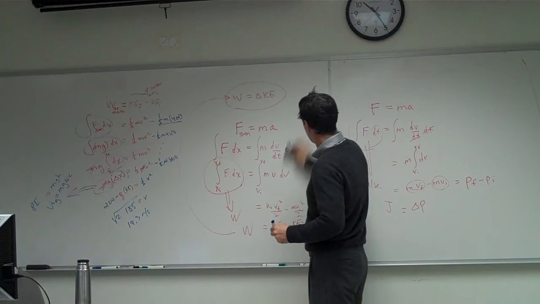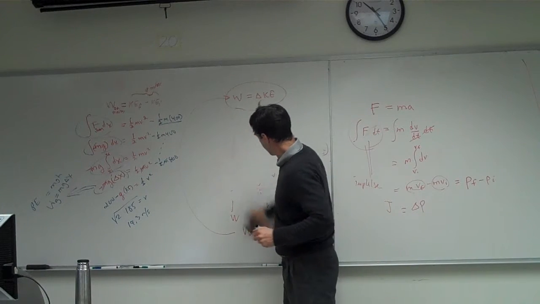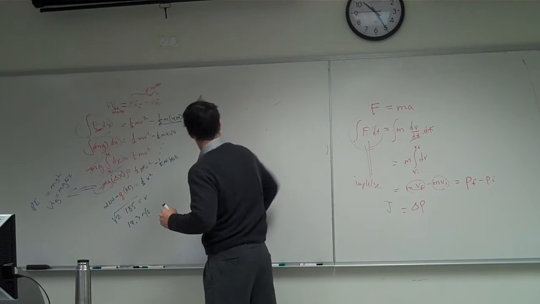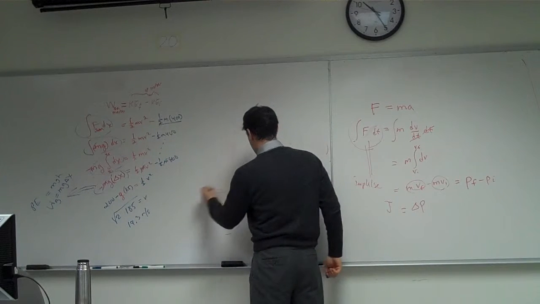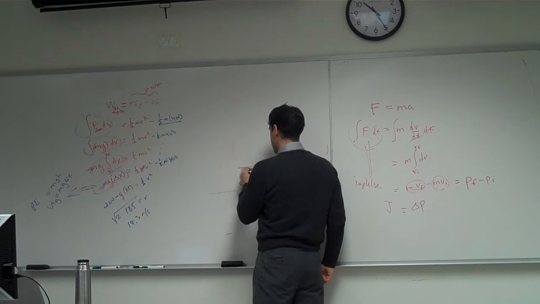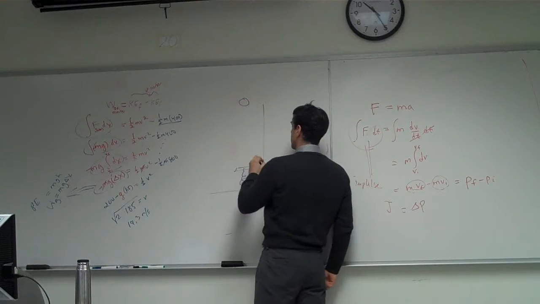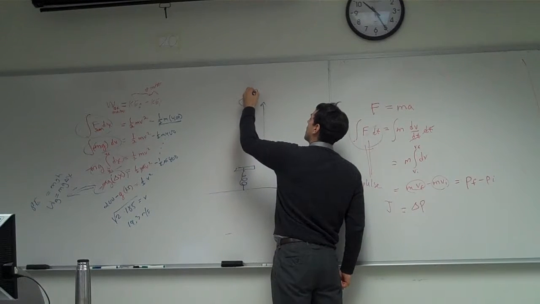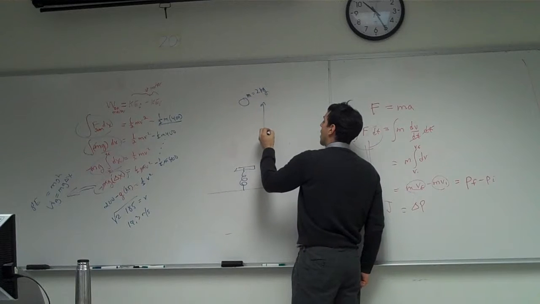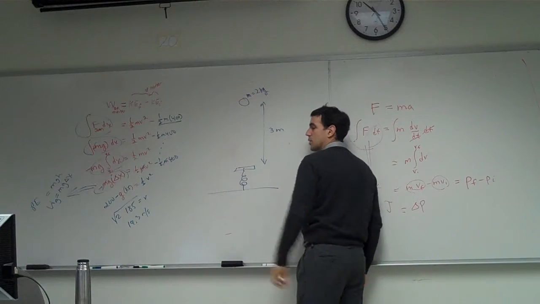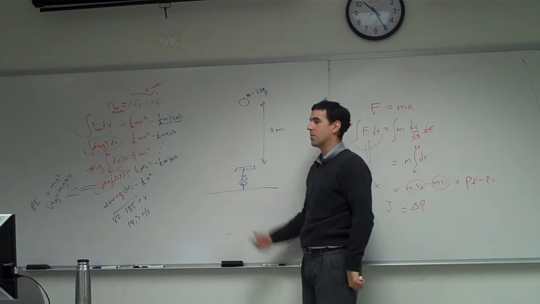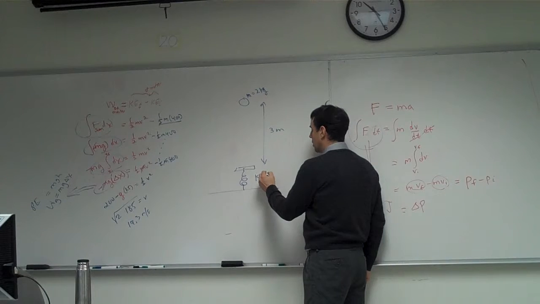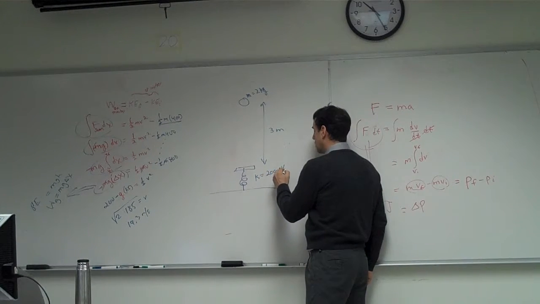So I'm going to erase all this. And I'm going to take an object, mass 2 kilograms, I'm going to drop it 3 meters onto a spring. So it's a little platform with a spring here. The spring has a spring constant K equal to 200 newtons per meter.